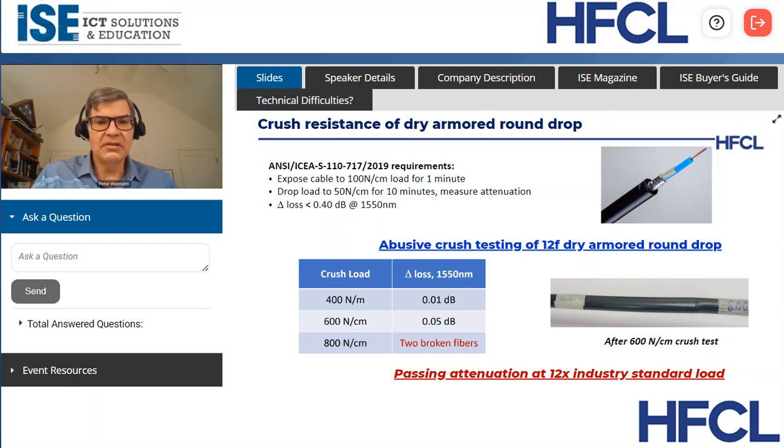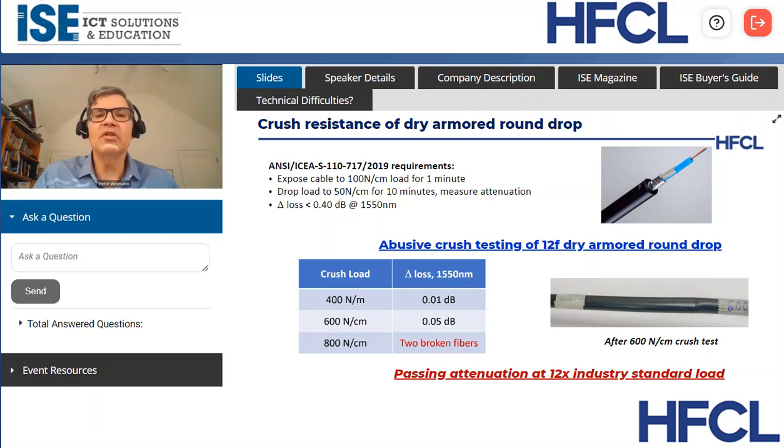So I said to the guys in the lab, let's test this until it breaks. We were able to take it up while measuring attenuation to 600 Newtons per centimeter, which is 12 times the industry standard load with low attenuation. When we went up to 800, we broke a couple of fibers. So it'll do 12x the industry standard. It won't do 16. But these are very tough little cables. The standard sets a minimum baseline, but these cables can go well beyond it.